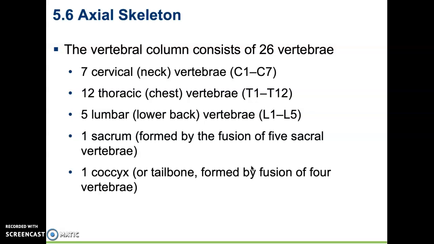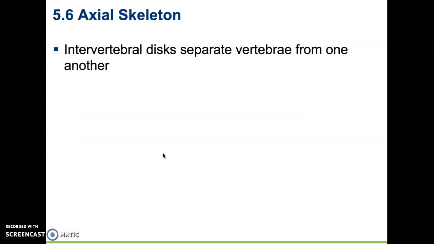As we've stated before, scientists are a very creative lot when it comes to naming. So they have named the 7 cervical vertebrae C1 through C7. The 12 thoracic vertebrae are T1 through T12. The 5 lumbar vertebrae are L1 through L5. Because the sacrum is formed by the fusion of several sacral vertebrae, it's not given a variety of names. We just have the 1 sacrum, same with the coccyx, just the 1.